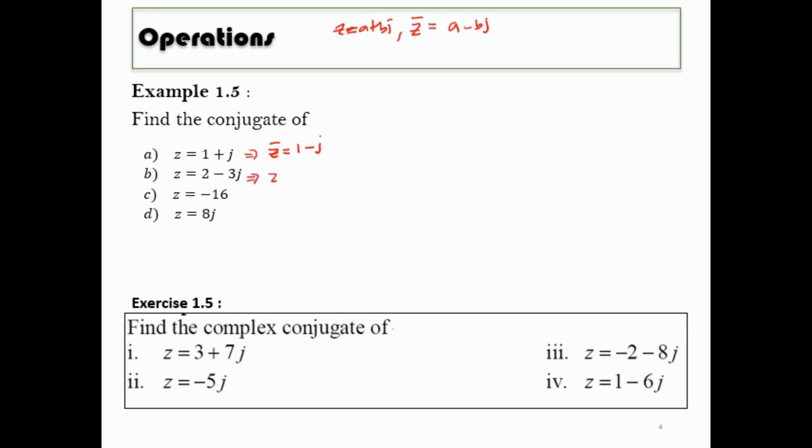So here z bar is equal to 2 plus 3j. And here, is it positive 16 or negative 16? What do you think? It's still negative 16 because there's no imaginary part here. So for the real part, it maintains the same. And for D, it will be negative 8j. That's it. Very simple. The conjugate of a complex number is just that we change the sign on the imaginary part. So can you do exercise 1.5? So make sure.